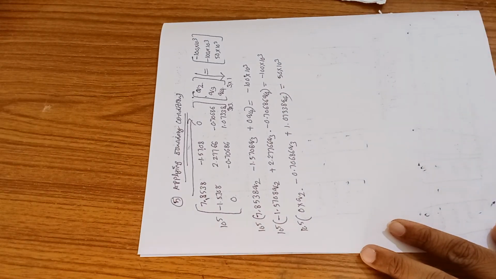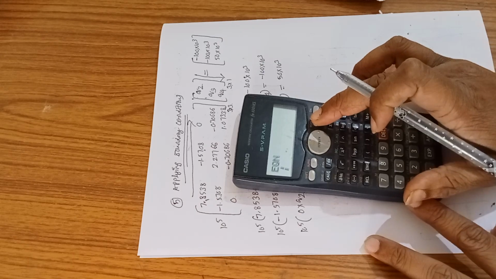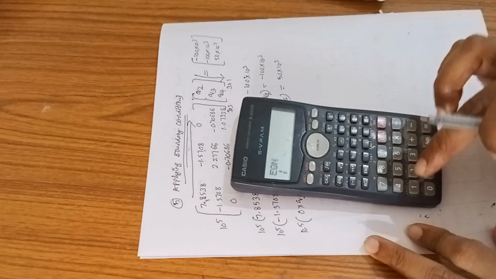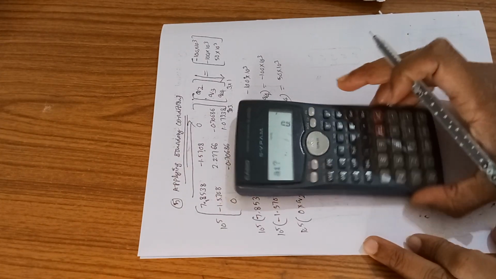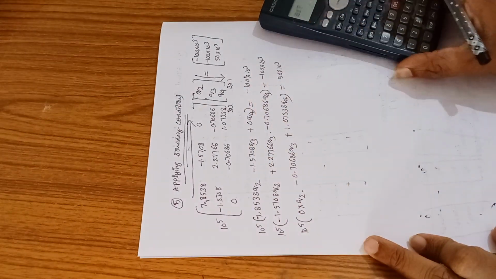Now, you have to just go to mode, which I have done in video number 1. If you want, you can check it over there. You have to go to mode, equation, and the number of unknowns is going to be 3 this time. This is going to be A1, B1, C1 and D1. So that's what it's going to be.